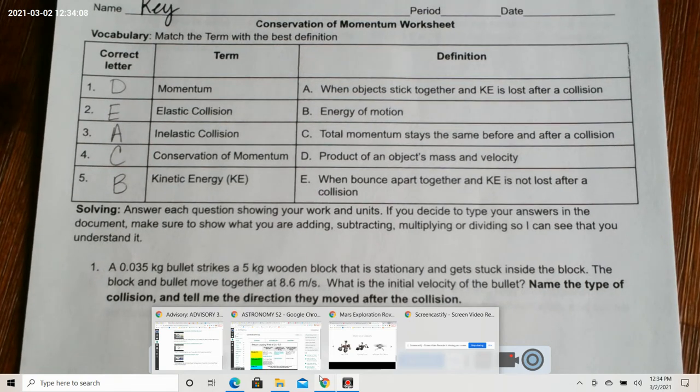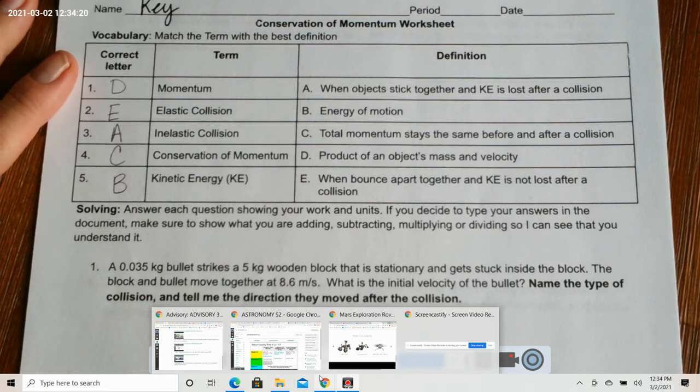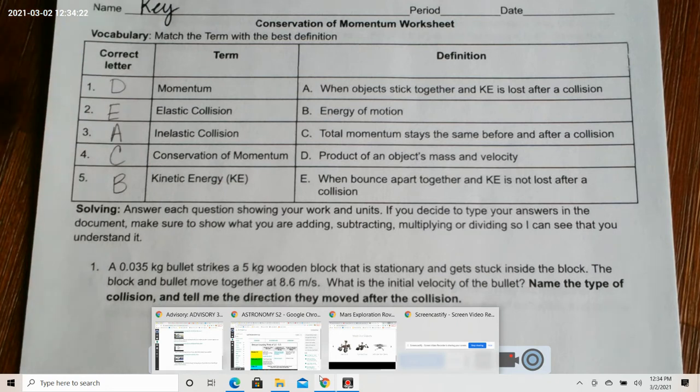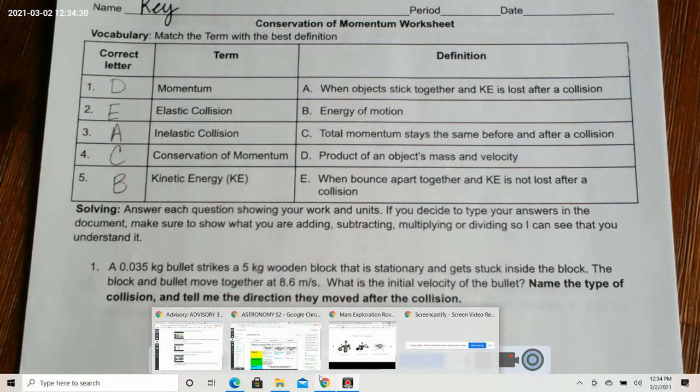Okay, so we're going to do the key for the conservation of momentum worksheet. That was for the week of March 1st through 5th. As you can see, I'm just leaving it up so you can see the multiple choice matching definitions. So momentum is D, product of an object's mass and velocity. Elastic collision is E, when objects bounce apart.